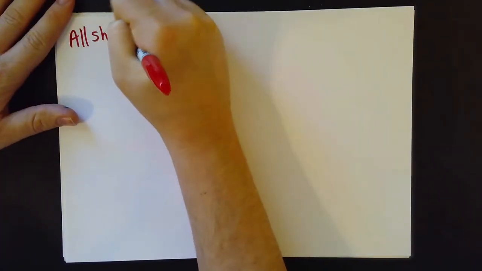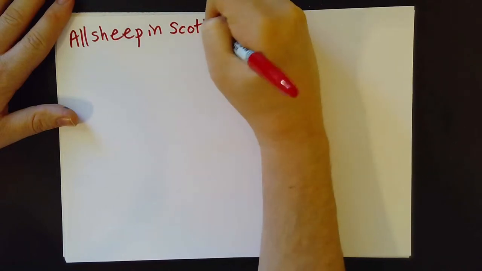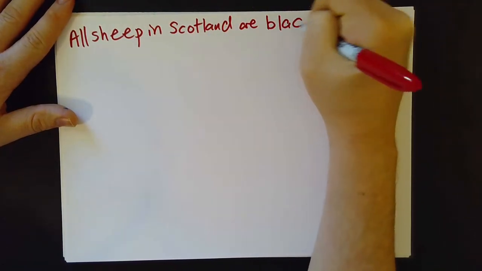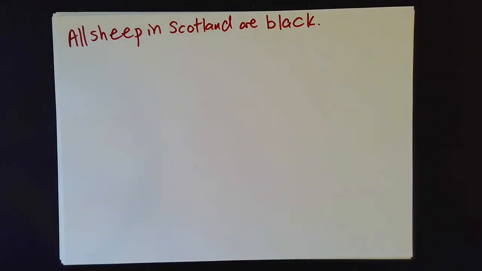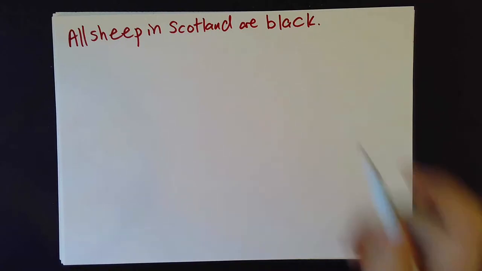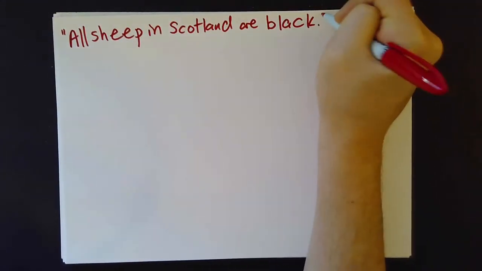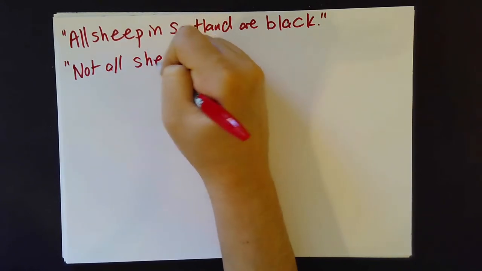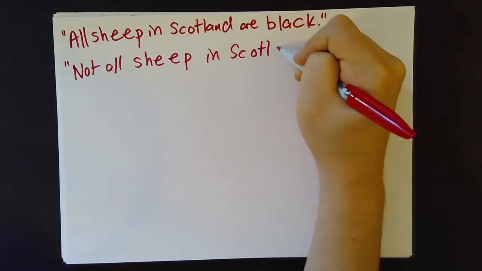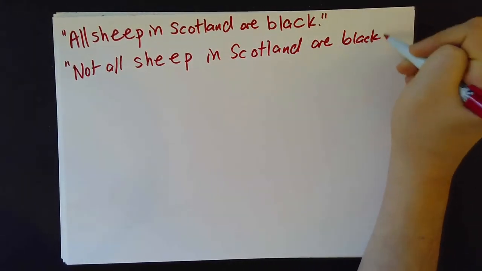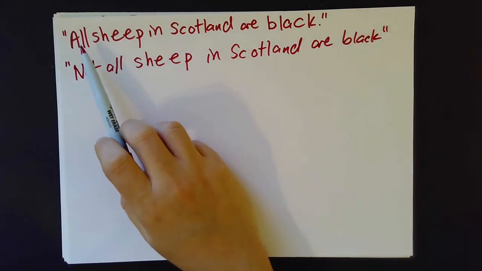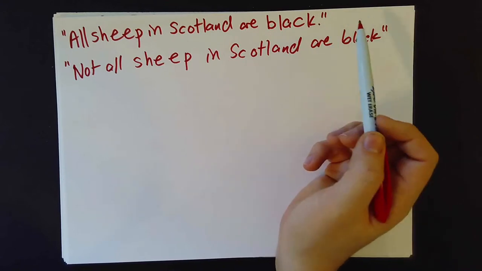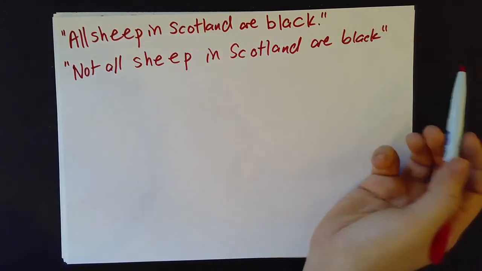And so if I say something like, all sheep in Scotland are black, I could think about the opposite, but it's not useful to think about the opposite. Let's just think about the negation. The negation here would be, and I'm going to write this in a silly way just so that we can think it through. Okay. So, if not all sheep in Scotland are black, what does that really mean? That really means at least one sheep in Scotland isn't black.